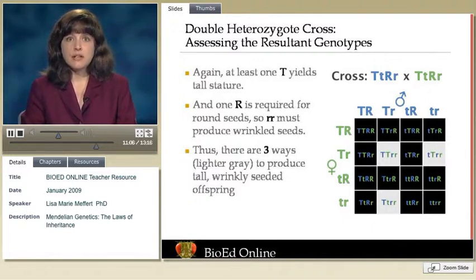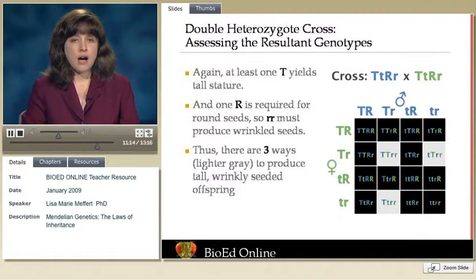So now let's look at the other kinds of combinations we can get with regard to tallness and the relative roundness or wrinkledness of the seeds. So you'll see here, we've color-coded all those individuals who have at least one big T, remember that makes you tall, and 2 little R's. Remember, if you have one big R, you're round, so you need 2 little R's to be wrinkled. So you notice here that to have at least one big T and 2 little R's, that is, you're tall with wrinkled seeds, there are 3 ways to get this.